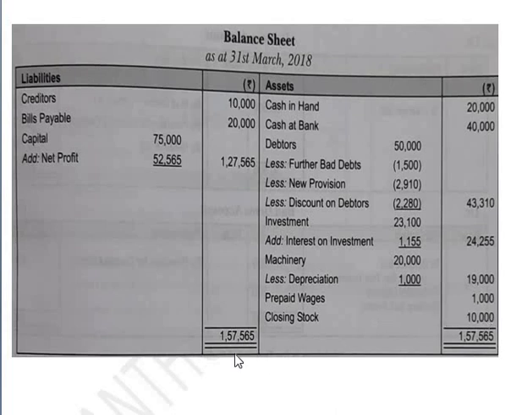So both sides you'll get 1,57,565. So both sides tally. I hope you understand. Thank you.